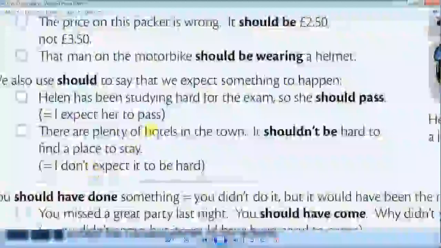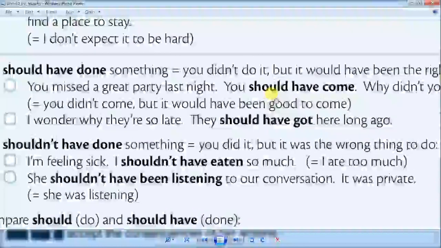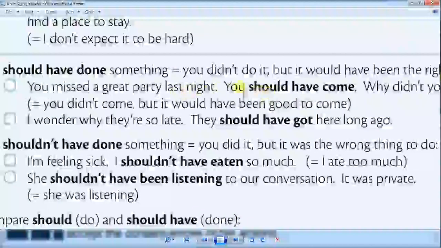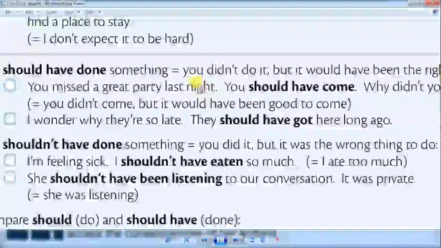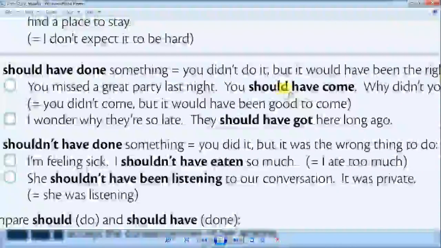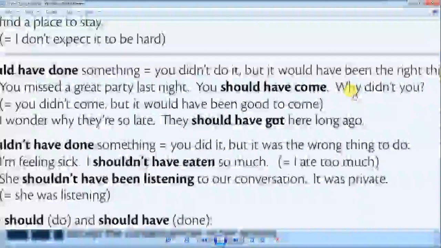Should have haqida gaplashadigan bo'lsak, endi kerakki edi qo'shilib qoladi. Okay. Should come. Kerak, should have come. Kerak edi. You missed a great party last night. Kecha zo'r bazmni o'tkazib yubording. You should have come. Kelishing kerak edi. You should come. Kelishing kerak. You should have come. Why didn't you? Nima kelmading?